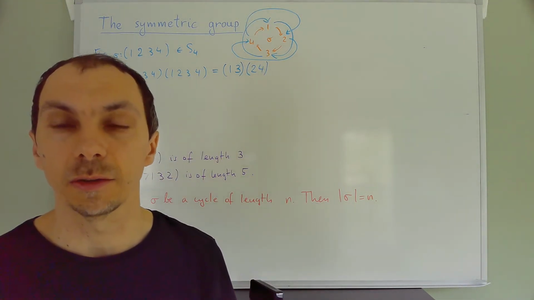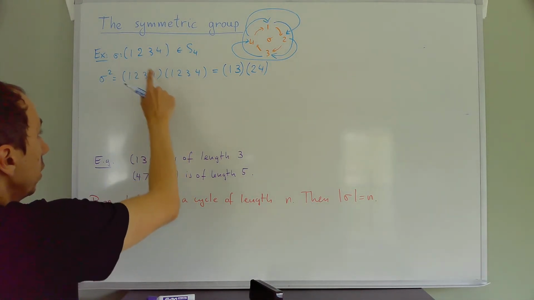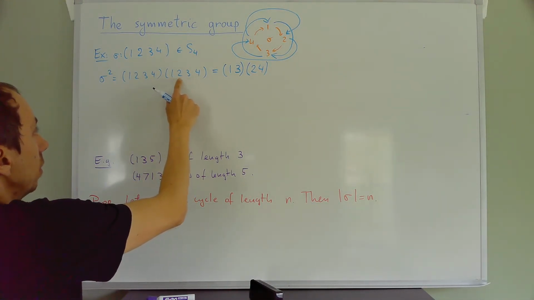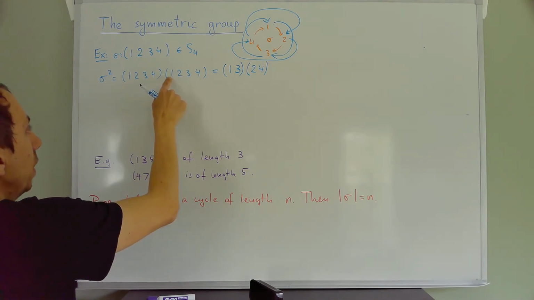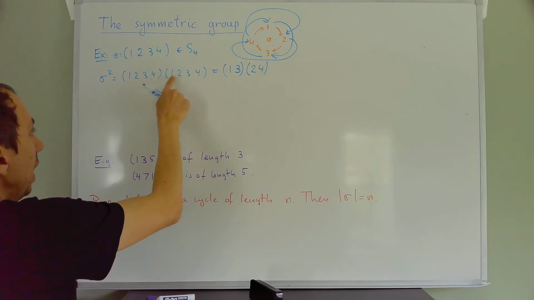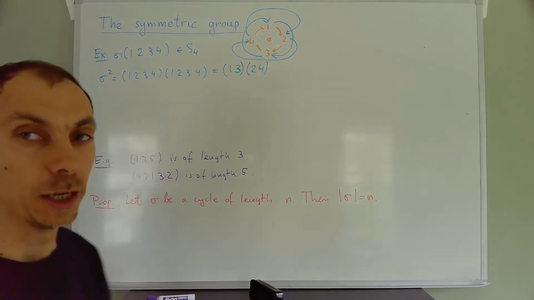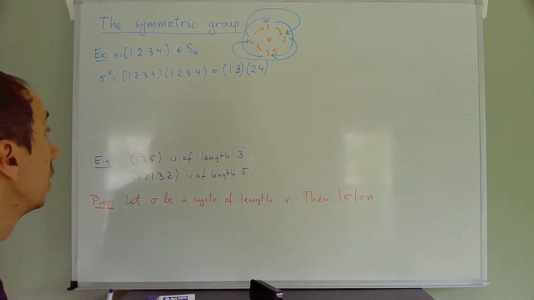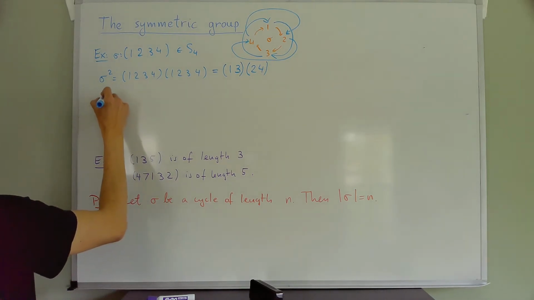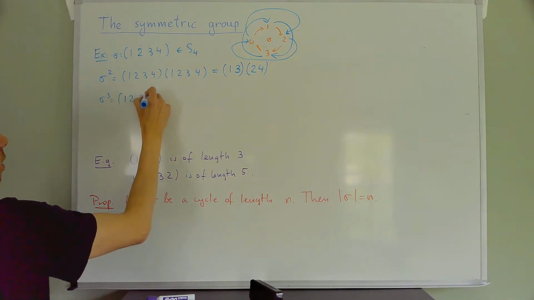What was happening here as I was composing these elements? Normally, in this cycle, each of these numbers goes to the next one. But if I do it twice, then this one goes to the next one, and then this also goes to the next one. So altogether, I go 2 steps to the right. Let's do sigma 3, and you can already imagine what's going to happen. Now you're going to go 3 steps to the right.